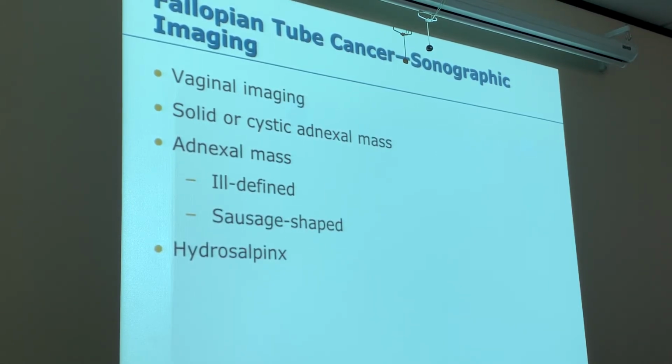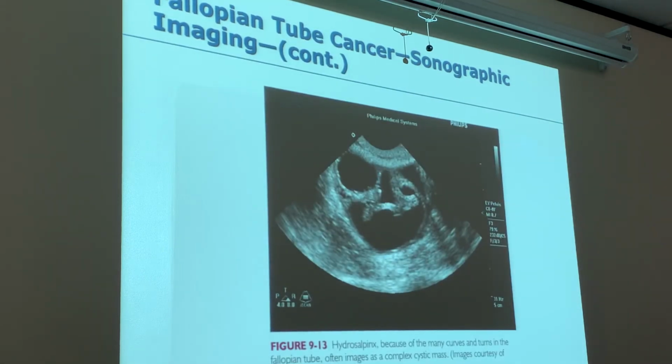Usually we can find it with vaginal imaging. It can be solid or cystic. You'll have an adnexal mass that's ill-defined. It will be sausage shaped because the fallopian tube is like a sausage. And I'll have a hydrosalpinx. This is a picture of a hydrosalpinx.